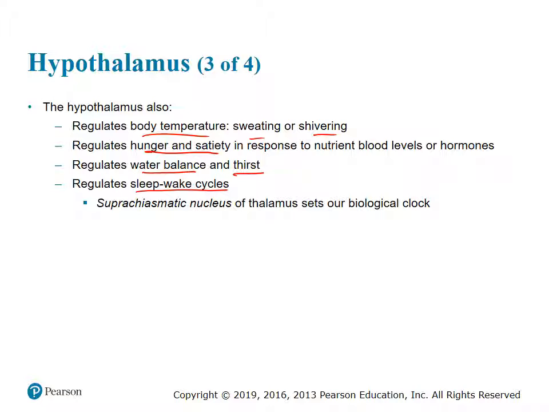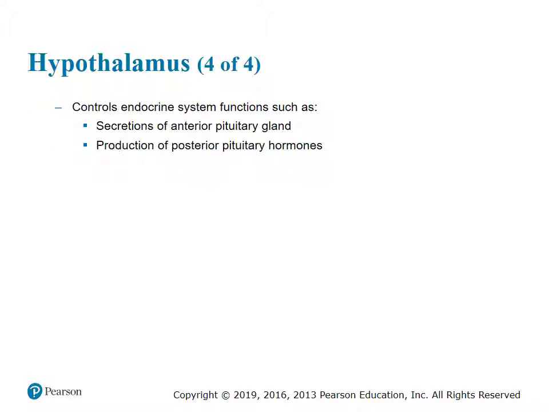Along with the thalamus, it helps to regulate sleep-wake cycles. This is our biological clock. This is what you see here. Again, it controls the endocrine system because connected to it is a pituitary gland, so it directs the pituitary gland when to secrete or when not to secrete hormones.